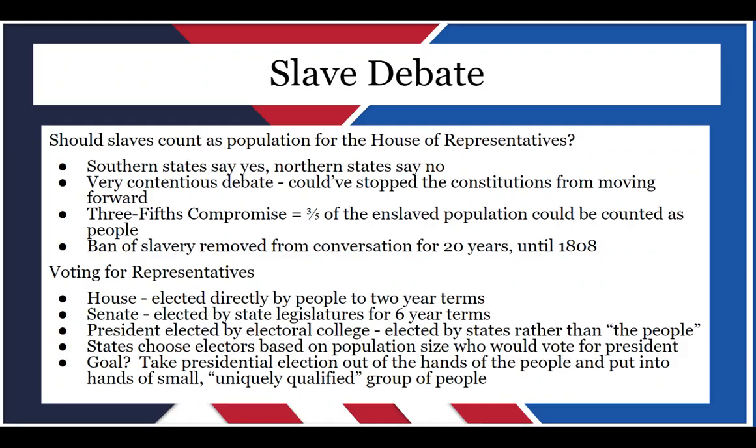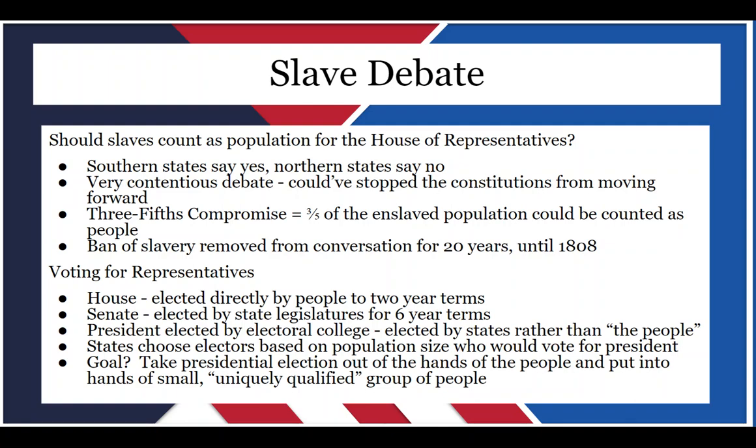Okay, in terms of voting on representatives, a couple things are decided. The House would be elected directly by the people for 2-year terms, whereas the Senate would be elected by the state legislatures for 6-year terms. By the way, that's no longer true. They are elected by the people of the state now. But at the time, it was decided the Senate should be elected by the state legislatures.